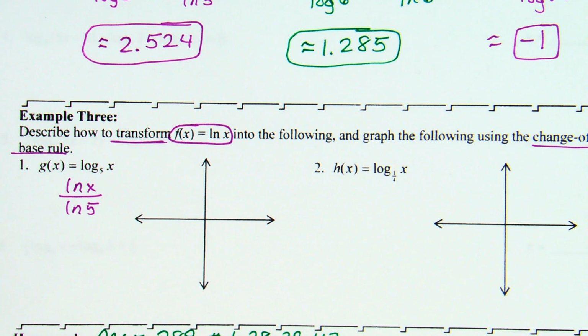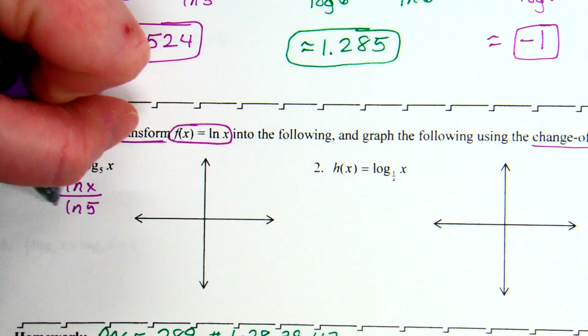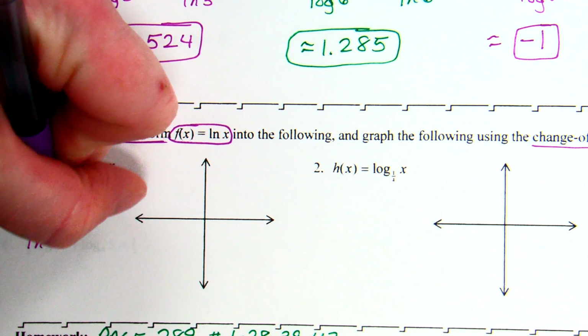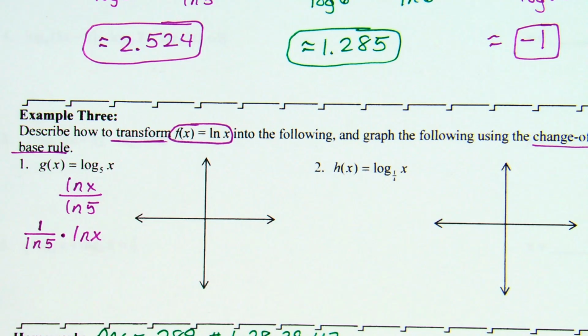That denominator, I want to pull out front as a coefficient. So I'm going to rewrite this, see if this makes sense. If I take my natural log of 5 out front, keep in mind it's in the denominator, so I'm going to say 1 over the natural log of 5 times the natural log of x. Think about how I rewrote that. All I'm trying to say is that the natural log of x divided by the natural log of 5 is the same as saying 1 over the natural log of 5 times the natural log of x. Are you okay with that?